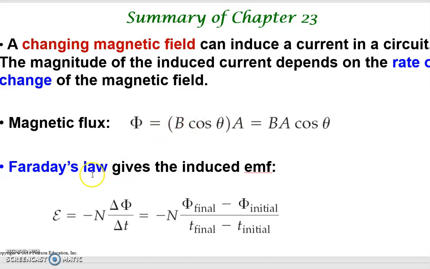Faraday's law basically summarizes that if your magnetic field is changing, which means the magnetic flux is changing with respect to time, then it will produce an induced EMF. What is the induced EMF? It is a voltage difference. Once you produce an induced EMF, it will produce an induced current. So this is very important in chapter 23.